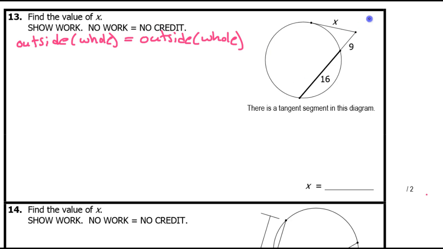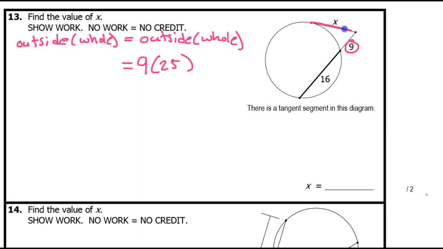The more obvious part is the part here at the bottom, so I'm going to deal with that first. I've got the outer part, which is 9, so that's going to go right here, times the whole thing, which is 9 plus 16, so that's going to be 25.